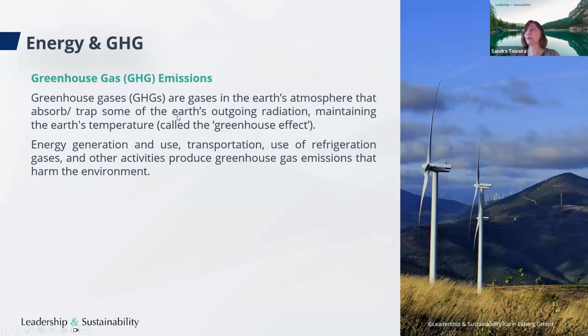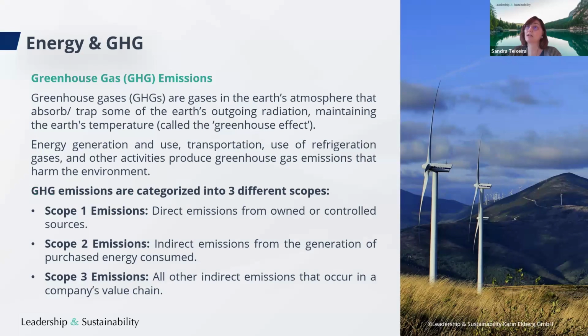The greenhouse gases in the Earth's atmosphere absorb and trap some of the Earth's outgoing radiation, thus maintaining the Earth's temperature, and this is called the greenhouse effect. So energy generation and use, transportation, the use of refrigeration gases, and other activities produce greenhouse gas emissions that harm the environment. Greenhouse gas emissions are categorized into 3 different groups, or scopes.